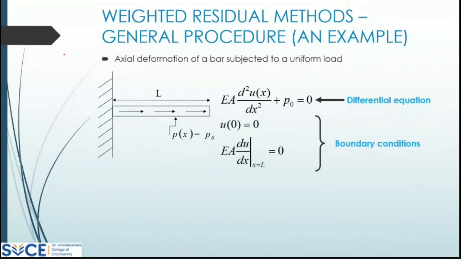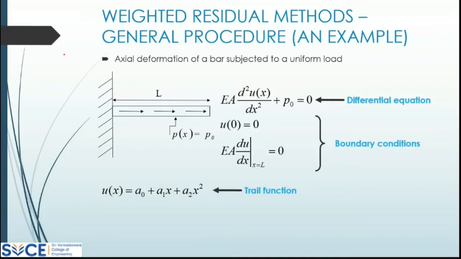Right. So now what I do is I consider u of x is equal to a naught plus a1x plus a2x square. What is this? This is my trial function.